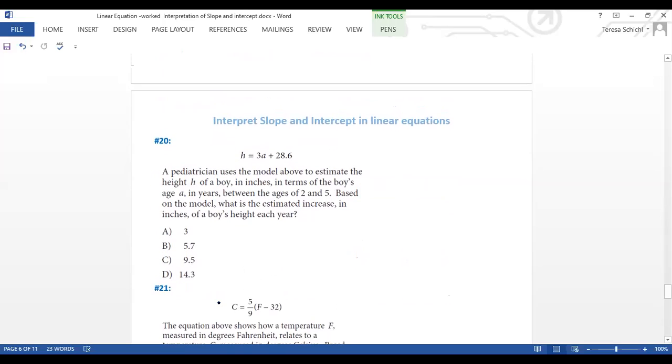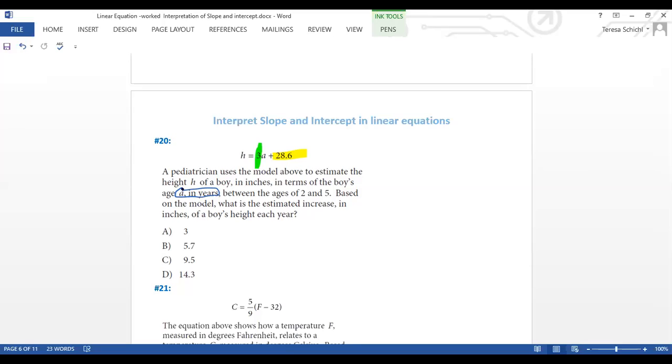Okay, let's continue here. Okay, number 20 here. So the pediatricians use the model above to estimate the height of a boy in inches in terms of the boy's age here. Wow, this is a good one. Also, we have the slope here, we have the intercept here, right? So then the A is what? A is the age here in years, so the unit is years, right? Okay, and the 3 is an increase, it's positive, right?